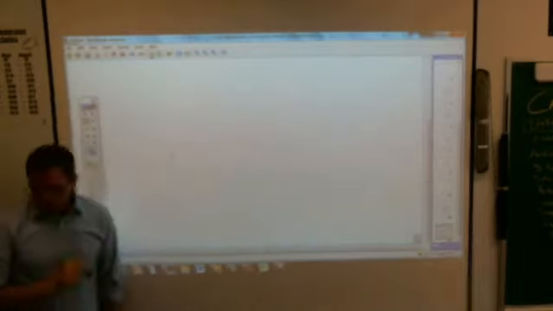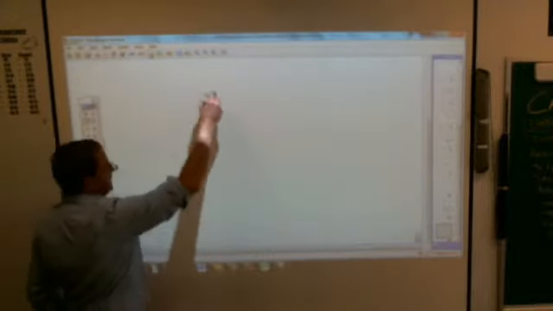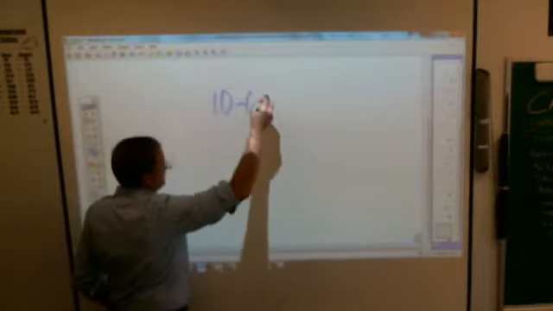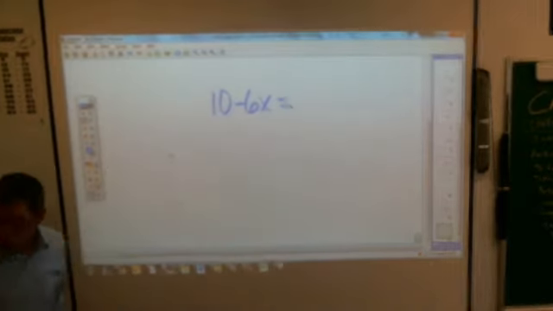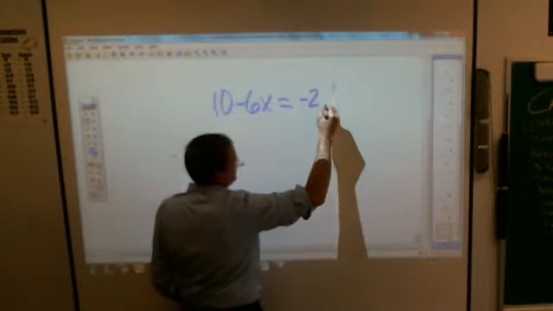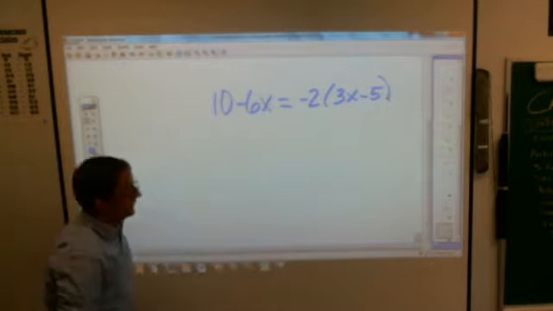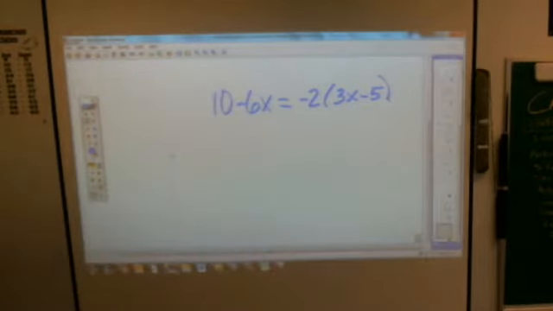Ready for your own challenge? This is today's challenge problem. Ready? 10 minus 6x equals negative 2 times 3x minus 5. Go ahead and solve that for x for me, please.